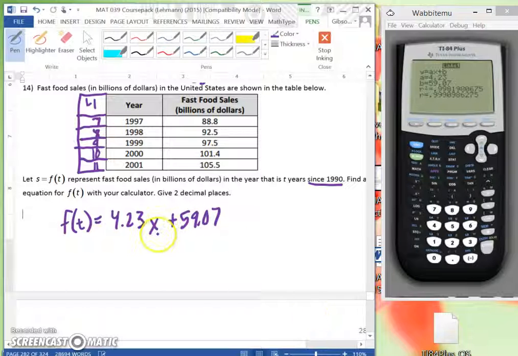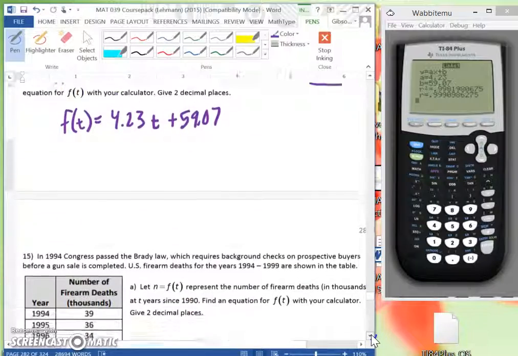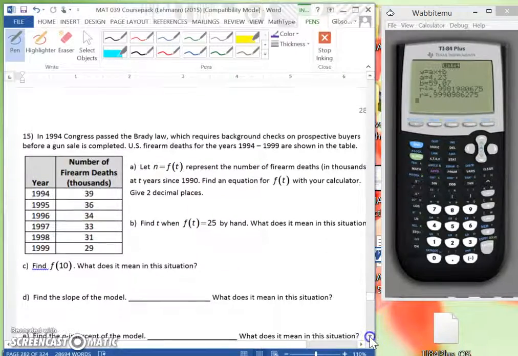Now we have to make one other little change here. Instead of using this x, we should have actually used the t. And this is our formula. So f of t is 4.23t plus 59.07. Okay, now we go on to problem 15.